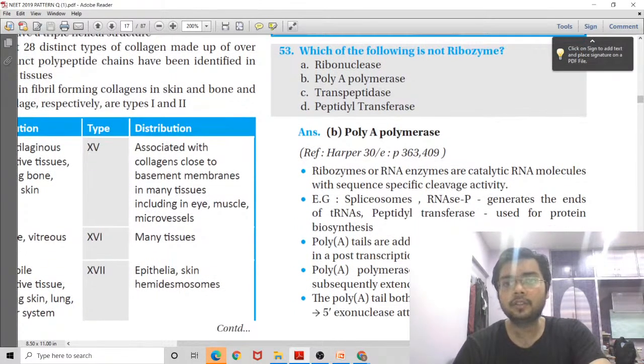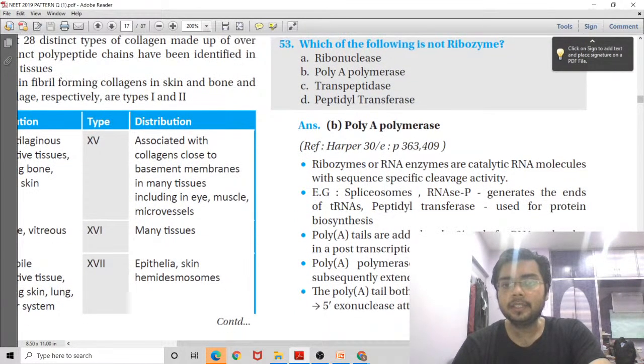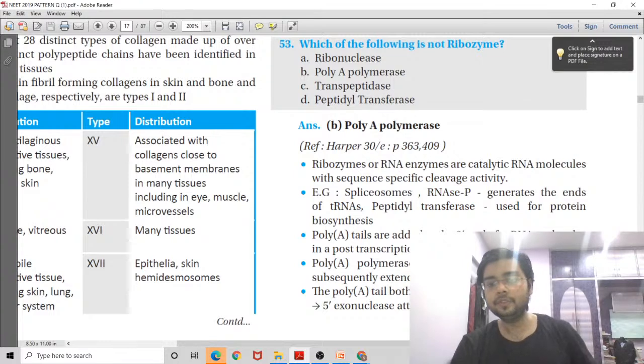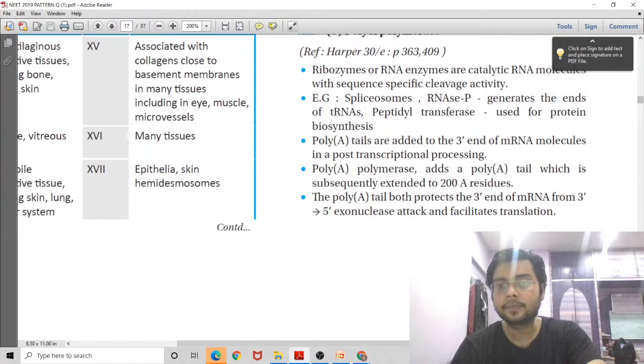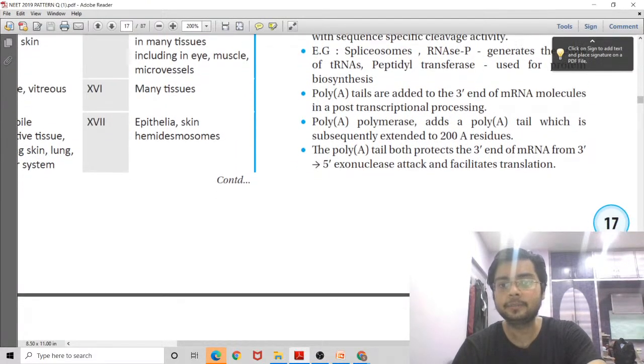Which of the following is not a ribozyme? Ribozymes are RNA enzymes. So you have to find which of the following is not an RNA enzyme catalyzing certain steps. Ribonuclease is a ribozyme, then poly A polymerase, transpeptidase, peptidyl transferase. So the answer should be poly A polymerase, because the others are ribozymes, not protein enzymes.